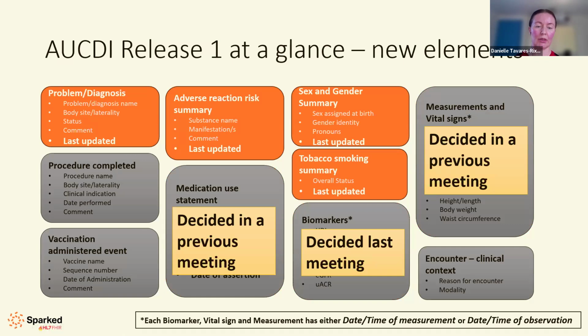We've already gone through and looked at the medication use statement, which has been agreed to go onto our backlog. In just the last meeting, we agreed on the mappings for biomarkers and for last updated. No, sorry, hang on, not last updated. It was date time of measurement, and that is supported in AU Core R1. And in the meeting before that, we worked through measurements and vital signs.